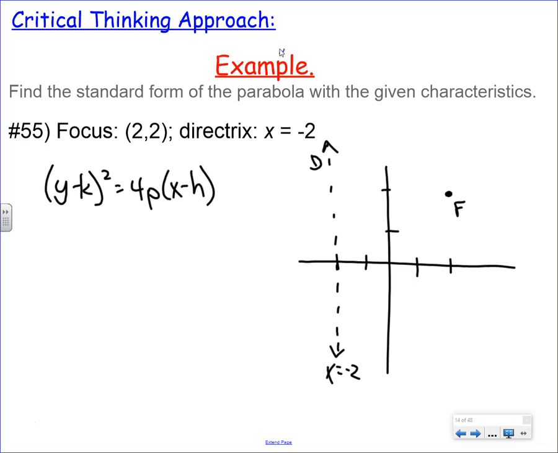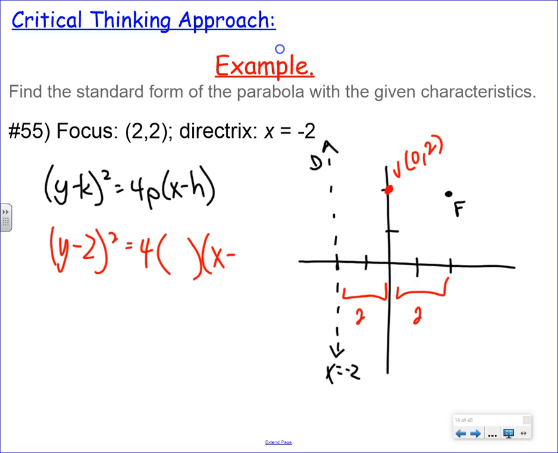Stinks though. They didn't give us the vertex. They gave you enough information, because where must the vertex be between the focus and the directrix? In the middle. And what's the middle if you go 2 and 2? It's going to have to be right here. Right? So you can go ahead and plug in y minus 2 equals 4.